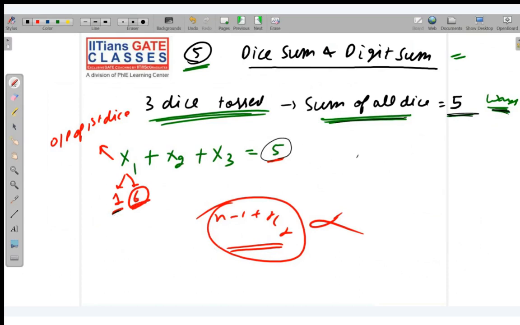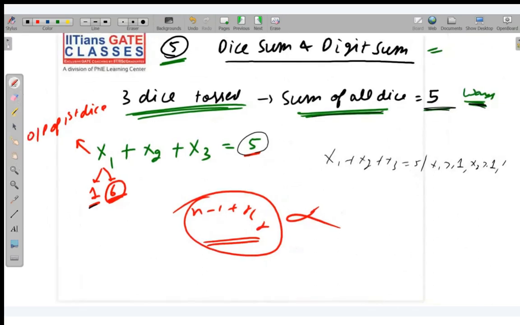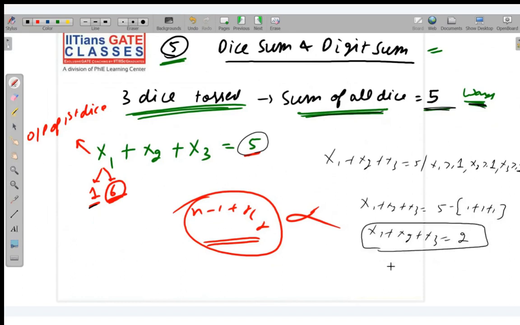So such that I will say like this: x1 plus x2 plus x3 is equal to 5, such that x1 greater than or equal to 1, x2 greater than or equal to 1, and x3 greater than or equal to 1. So now it's very simple. x1 plus x2 plus x3 is equal to 5 minus 3. Let me write it properly: 5 minus (1 plus 1 plus 1). So x1 plus x2 plus x3 is equal to 2. Solve and get the answer.